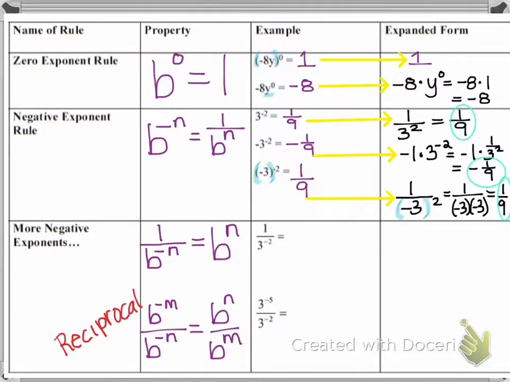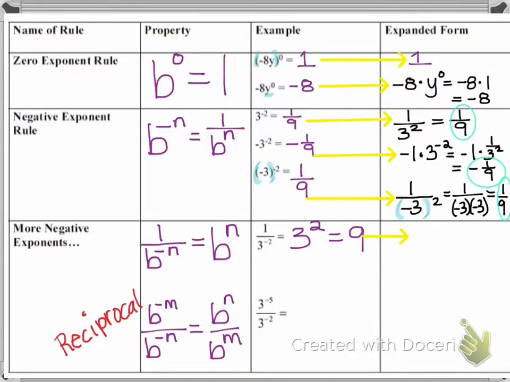Okay, let's look at 1 over 3 to the negative second power. According to the rule, that would just become 3 squared, or 9. And we'll look at that a little bit more in depth in just a second. So let's look at it right now.